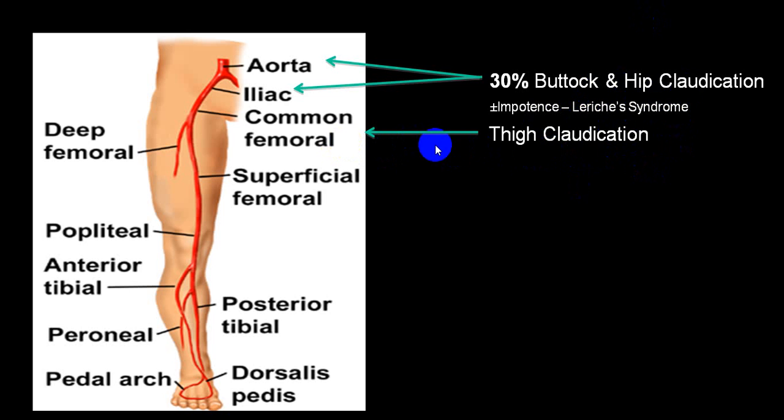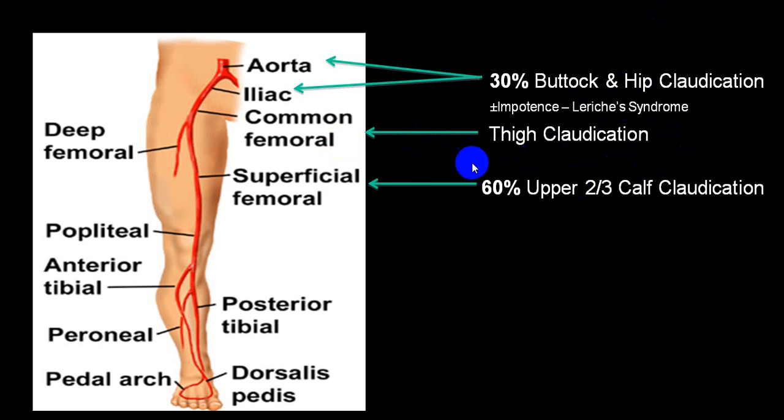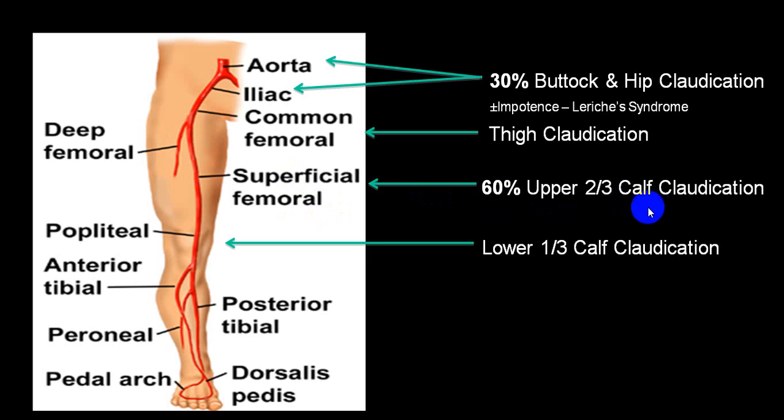If the femoral artery is involved, thigh claudication will be there. As it comes lower to the superficial femoral artery, almost 60% of people will have upper two-thirds calf claudication. When it comes to the popliteal, it will be the lower one-third of the calf area. And with posterior tibial artery involvement, foot claudication.